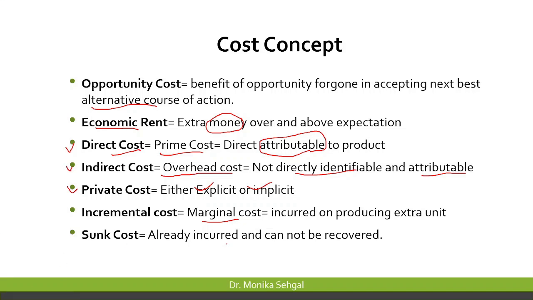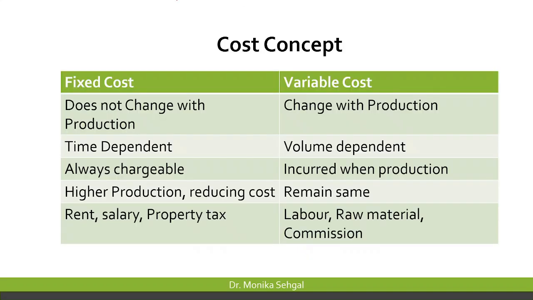Sunk cost is that cost which is already incurred and cannot be recovered in the near future. There are two more costs, that is the fixed cost and the variable cost. Fixed costs are those costs which do not change with the production capacity. It is time dependent and always chargeable. Whatever the production, it is always going to be charged. And the second one is the variable cost, which changes with the change in production. It is volume dependent and incurred when production is higher; fixed cost remains the same as the quantity is increasing.